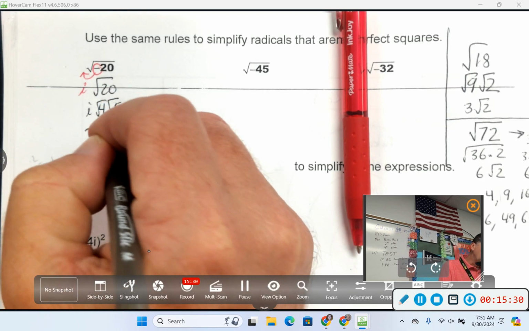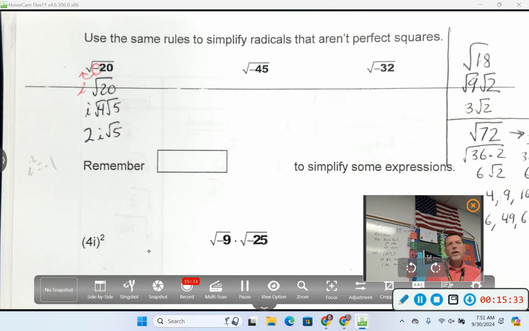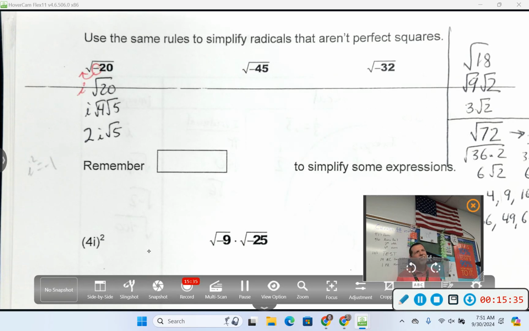Usually we put the i in front of the square root. Oh, okay, so I got it right. Well, I say that. It depends on the situation. Sometimes the i goes at the end.